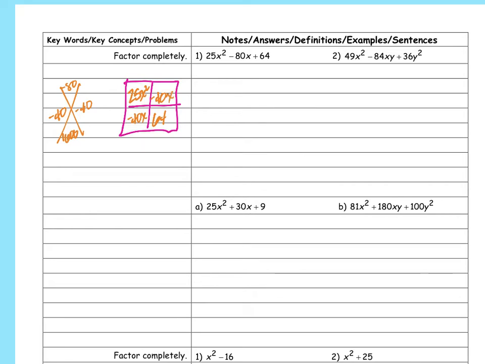And then I factor. So this should be 5x minus 8 and 5x minus 8. So my answer should be 5x minus 8 squared. Okay? We're going to do the same thing to the next problem.